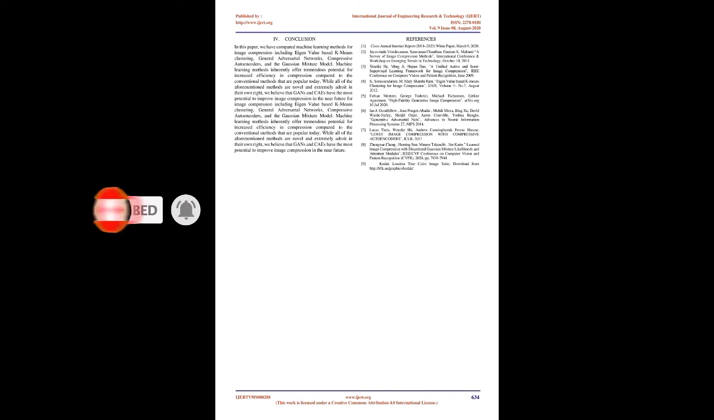For conclusion, in this paper, we have compared machine learning methods for image compression including Eigenvalue-based K-means clustering, generative adversarial networks, compressive autoencoders, and the Gaussian Mixture Model. Machine learning methods inherently offer tremendous potential for increased efficiency in compression compared to the conventional methods that are popular today. While all of the aforementioned methods are novel and extremely adroit in their own right, we believe that GANs and CAEs have the most potential to improve image compression in the near future.